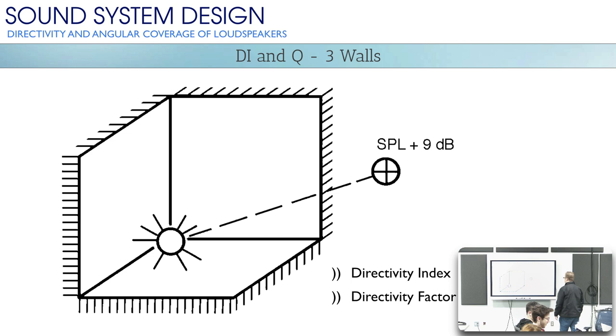Now, of course, sometimes to put it up against the wall, you have to change the distance that it is away from the listener. So you might lose some of that 12 dB by doing that.